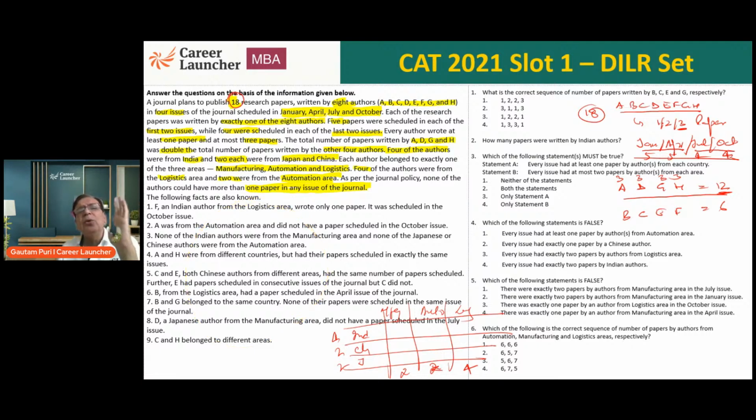But what is it that we need to do? Obviously, we need to find out for each of these 8 people which country they are from, the area they are working in, and the number of papers that they have written. For ADGH, we already know 3 each, but BCEF we need to find. So this is what we need to find: for each of the authors, which country they belong to, which area they are working in, manufacturing, automation, or logistics, what is the total number of papers they have published, and which issue their paper is getting published in.